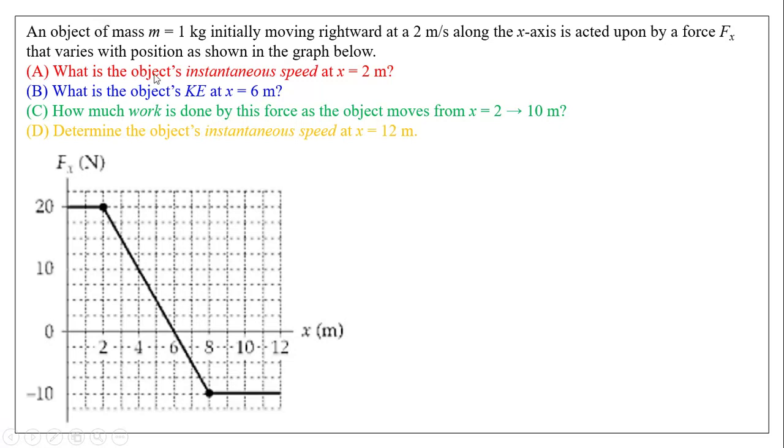All right, so here we have an object of 1 kilogram. It's initially moving rightward at a speed of 2 meters per second along the x-axis. It is acted upon by a force F of x that varies with position as shown in the graph below.